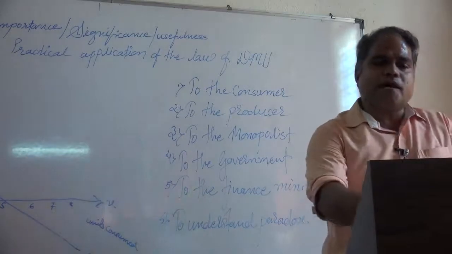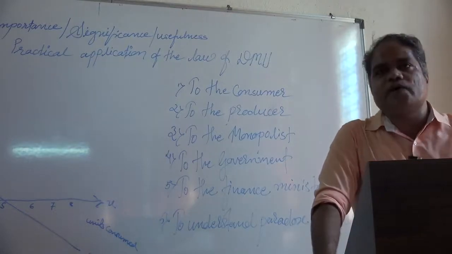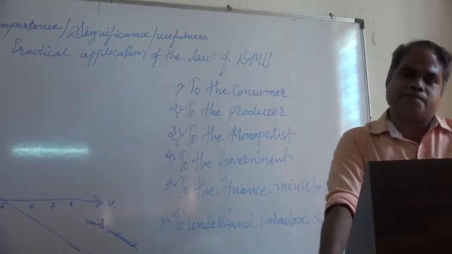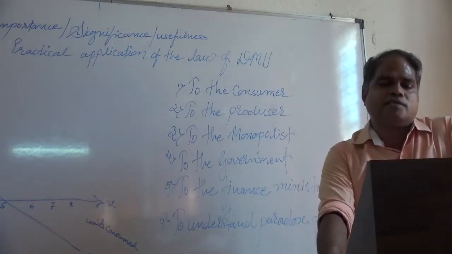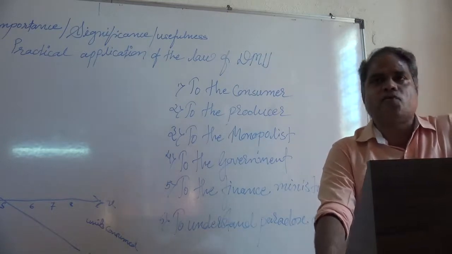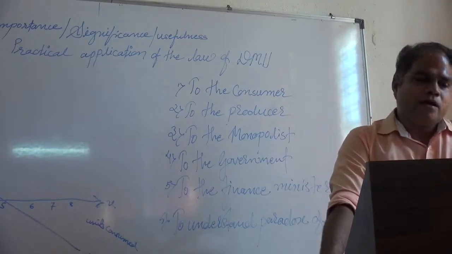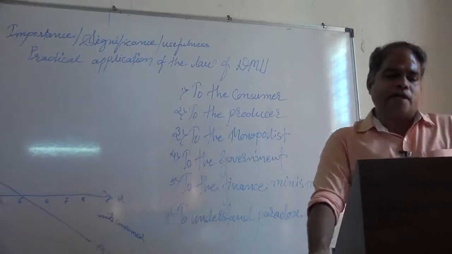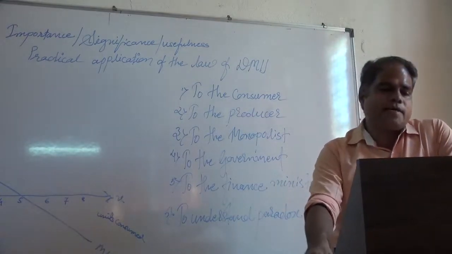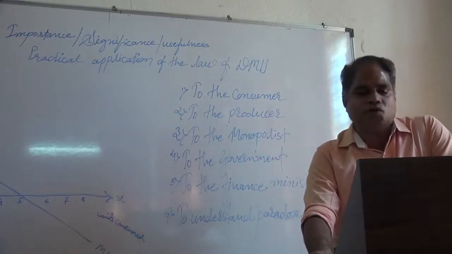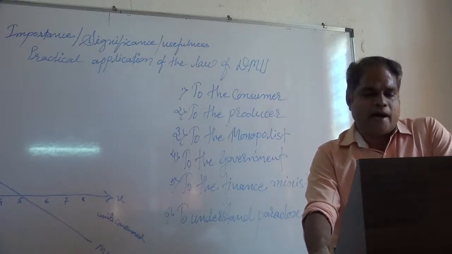The law of diminishing marginal utility explains the paradox of value by showing the difference between value in use and value in exchange. Value in use refers to the usefulness of a commodity, whereas value in exchange means the rate of exchange of one commodity in terms of another commodity. Some commodities have high value in use but low exchange value, for example water, and some commodities have low value in use but high value in exchange due to scarcity, for example diamond.